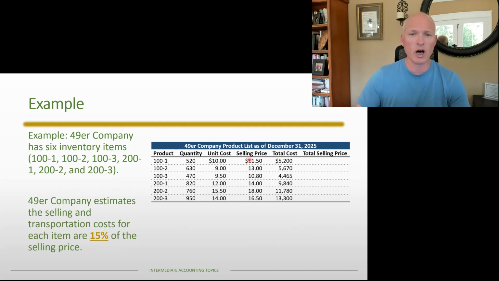If we want to get a total cost, we take the quantity multiplied by the unit cost, and that gets us our total cost for each of these items, just filling out the table. If we want a total selling price, we take the quantity, multiply it by the selling price, and that gets us our total selling price. Again, we have a total cost and a total selling price because we're going to apply lower of cost or net realizable value, not on a per unit basis, but on a total basis.